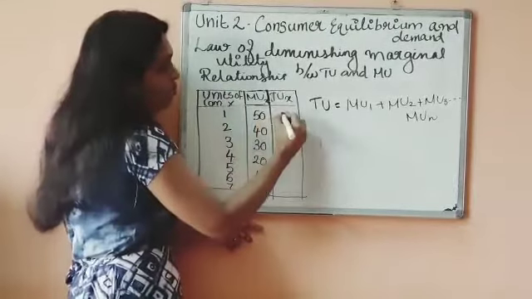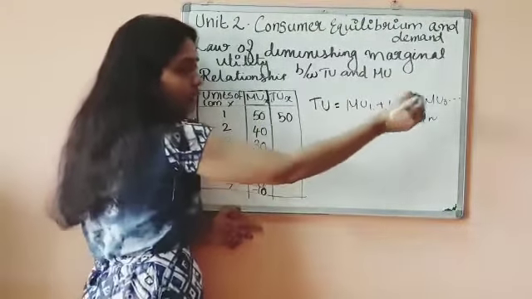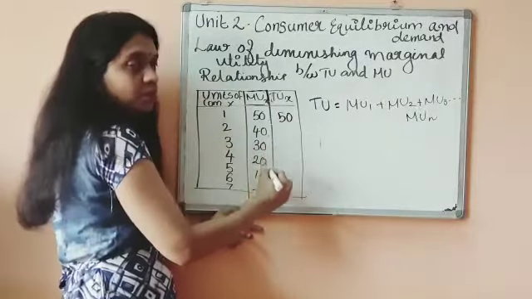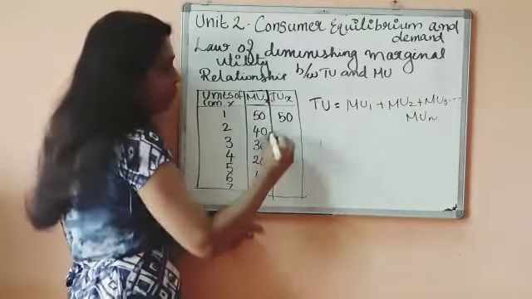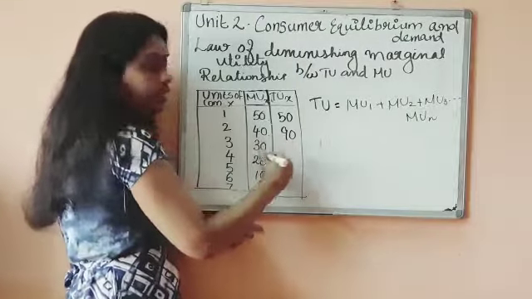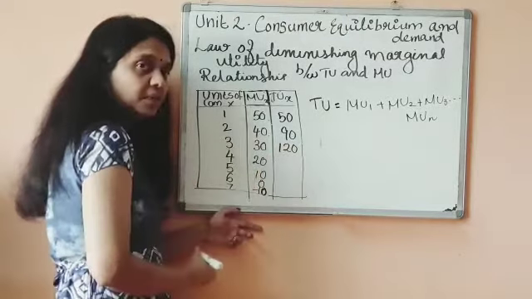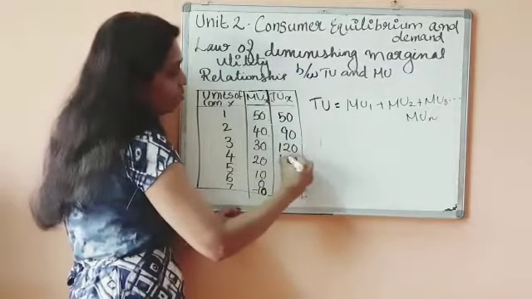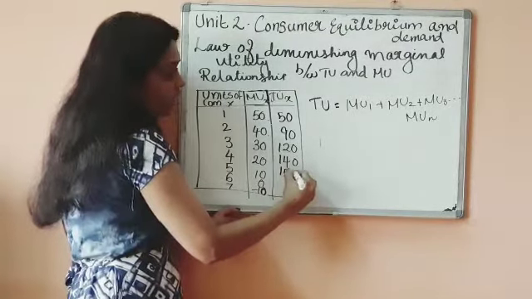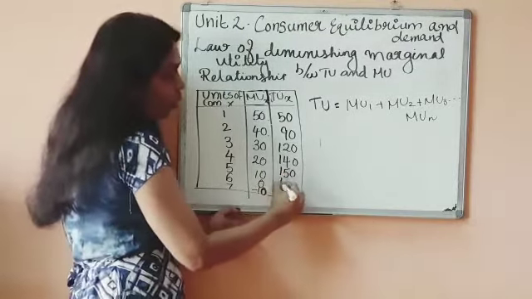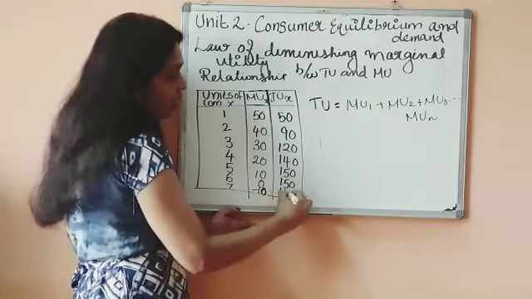The first one will be 50 only. For the second, MU1 plus MU2: 50 plus 40, it will be 90. 90 plus 30, 120. 120 plus 20, 140. 140 plus 10, 150. 150 plus 0, 150 only. 150 plus minus 10, 140.